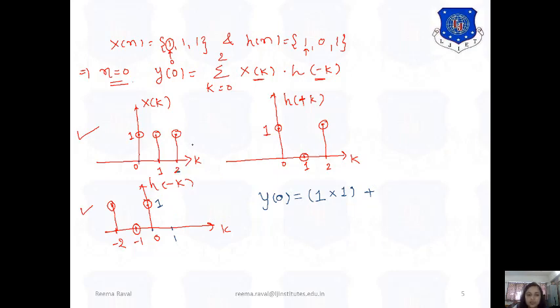Now in the instant 2, here it is 1, but here at instant 2 there is no value, so we can take it as 0 or else we can neglect that. Similarly in h of minus k, at minus 1 instant it has value 0, here at minus 1 there is no value. Similarly here at minus 2 the value is 1, but here at minus 2 there is no value. So now all the other values are 0, which will give the value y of 0 equals to 1. Okay, similarly now we are expanding the values from n equals to 1.